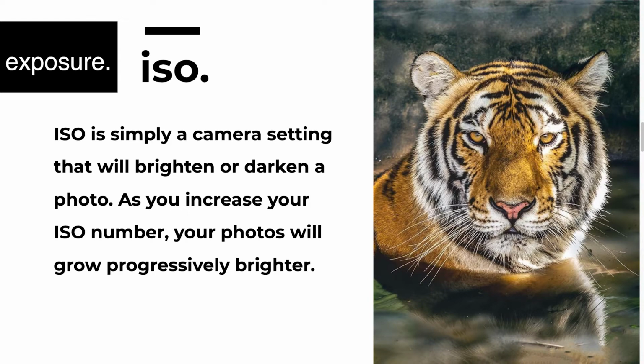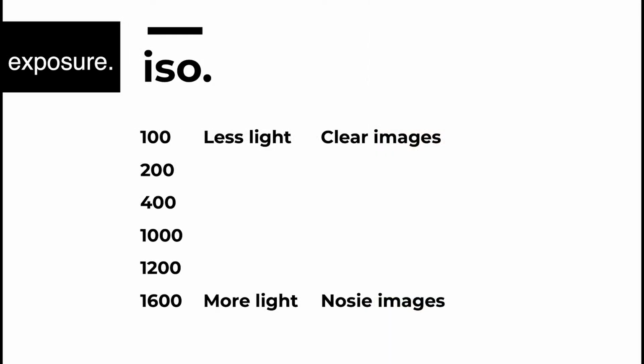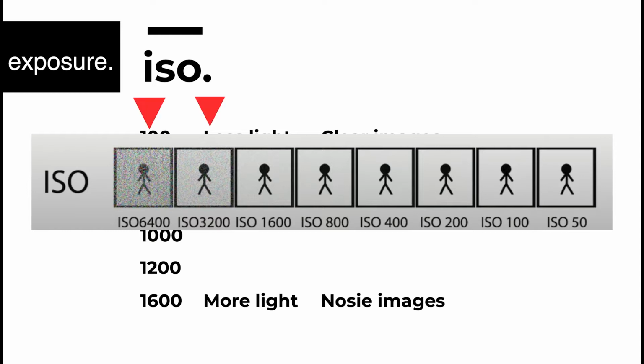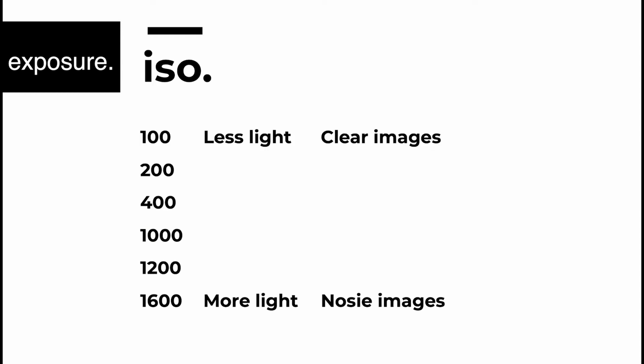Now ISO simply is a camera setting that will brighten or darken your photo. As you increase your ISO number, your photo will obviously be a lot brighter, but your photo is also going to be noisy. You're going to see a lot of little noise all over your picture. But later on we're going to learn how to fix it. Also try to use as low an ISO as possible, because the lower your ISO number is, the clearer shots you're going to get.